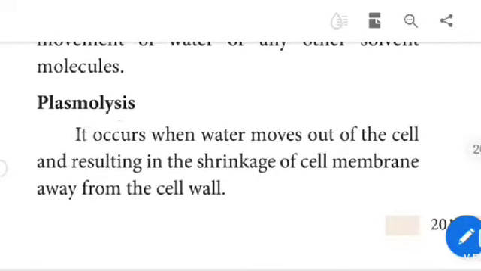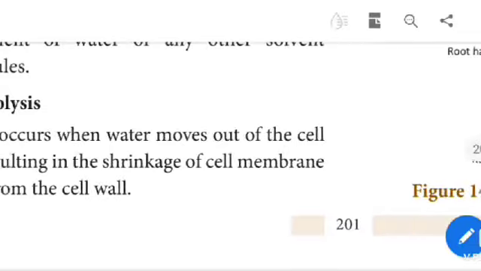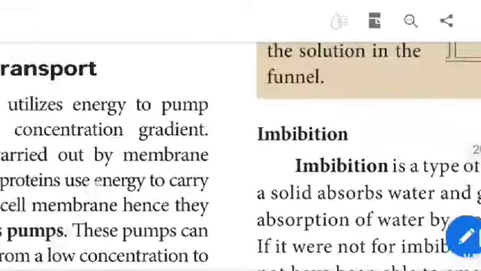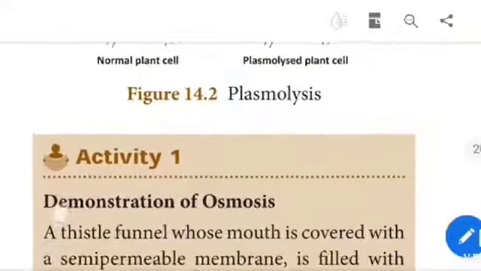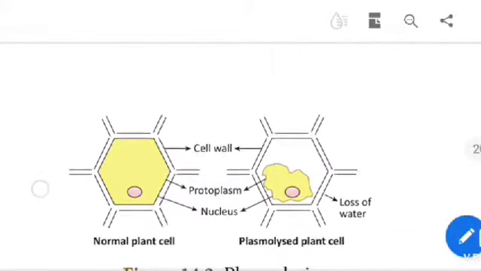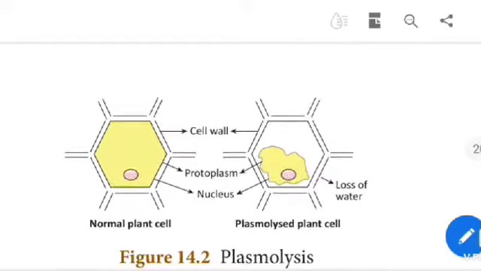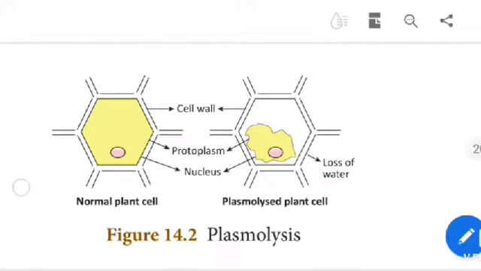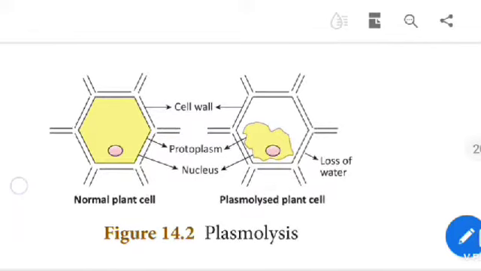Plasmolysis. It occurs when water moves out of the cell, resulting in the shrinkage of the cell membrane away from the cell wall. See the picture, the normal plant cell. Given a higher concentration of any one solution, the cell is plasmolysed. The protoplasm is shrunken. In the process of loss of water, the cell is plasmolysed.